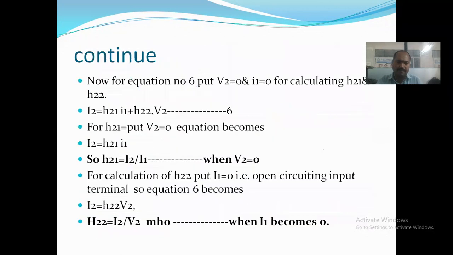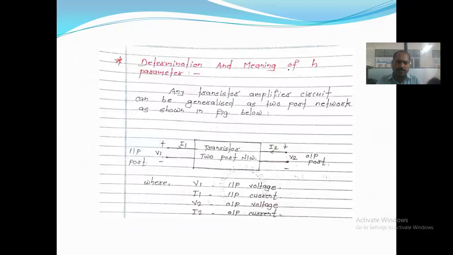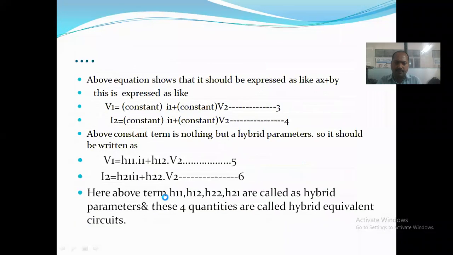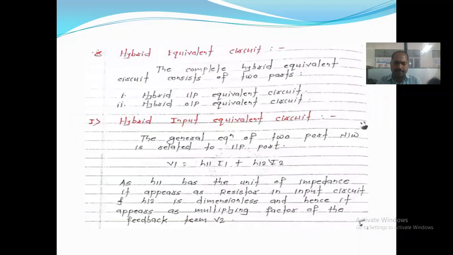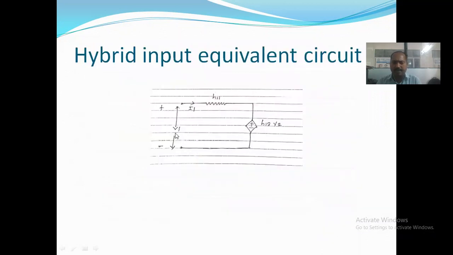So see, in the case of the hybrid input equivalent circuit, this should be related to the input part, right? So that's why the equation with respect to it is the hybrid input equivalent circuit. The input equivalent circuit has the equation for whatever input is applied, that is, input voltage v1 is applied. When input voltage v1 is applied, the current flowing is I1, right?